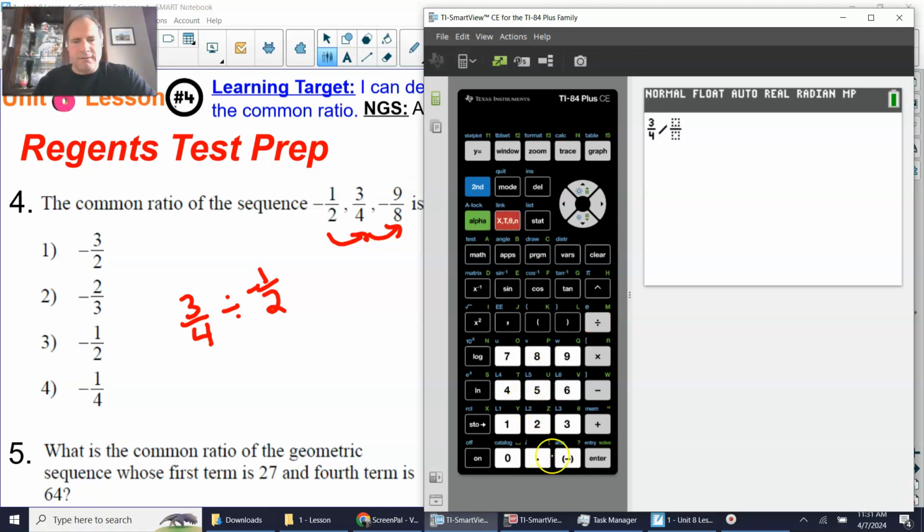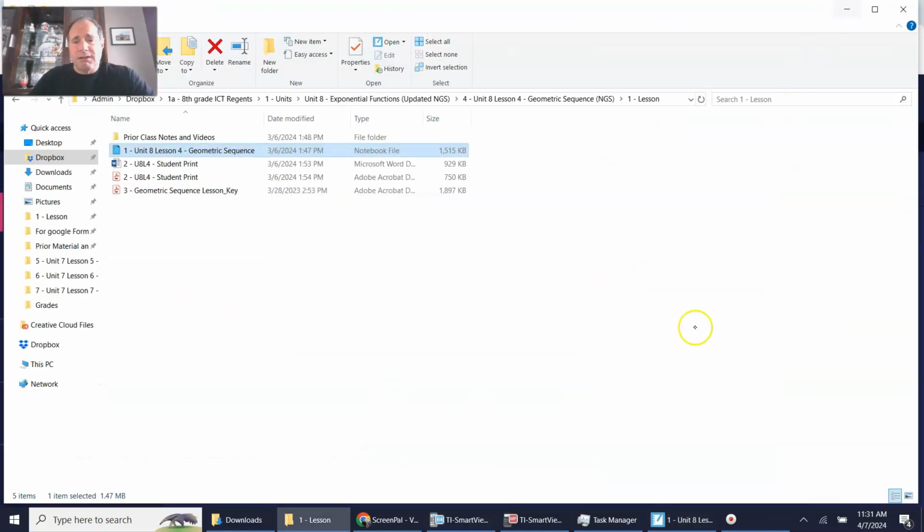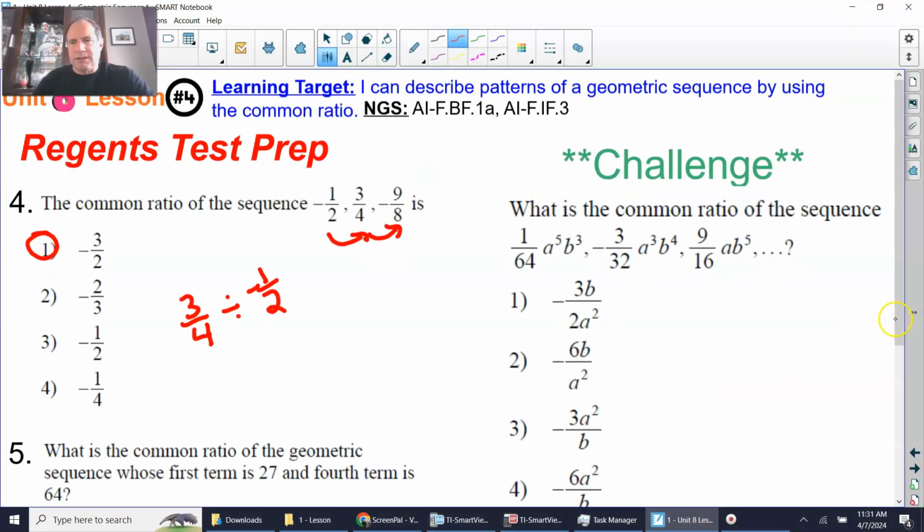So we're going to have negative 1 over 2. And we press enter, and we get negative 3 over 2. The calculator gives us the answer. We can't go wrong. Regents question. All right. Calculator question completely.